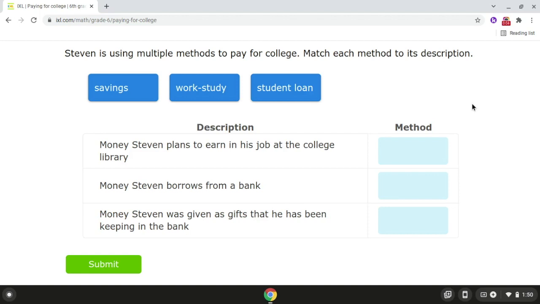Alright, so problem number 3 is telling us that Stephen is using multiple methods to pay for college. Match each method to its description. Okay, so for description number 1, this is money Stephen plans to earn in his job at the college library. This type of method is a work-study method.